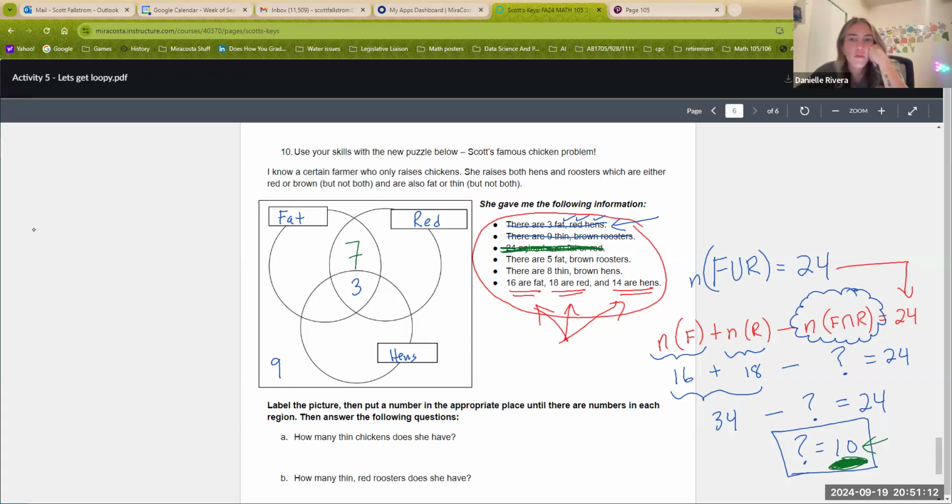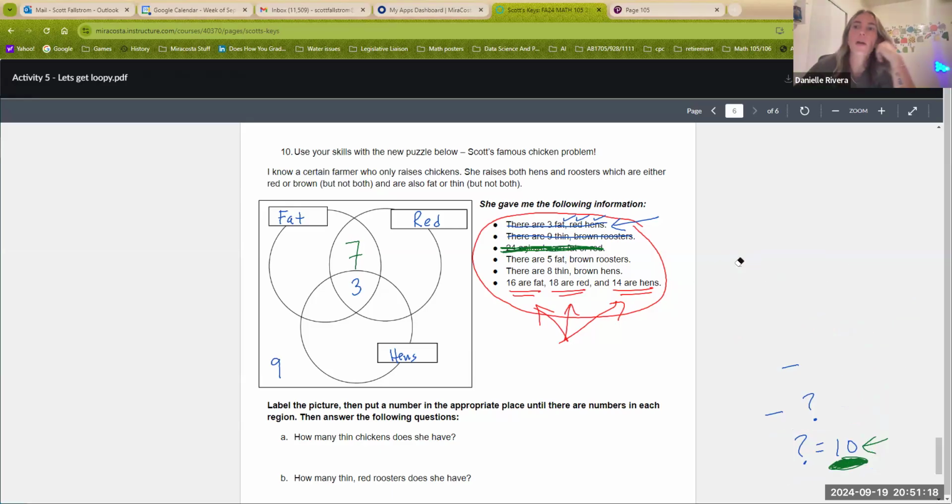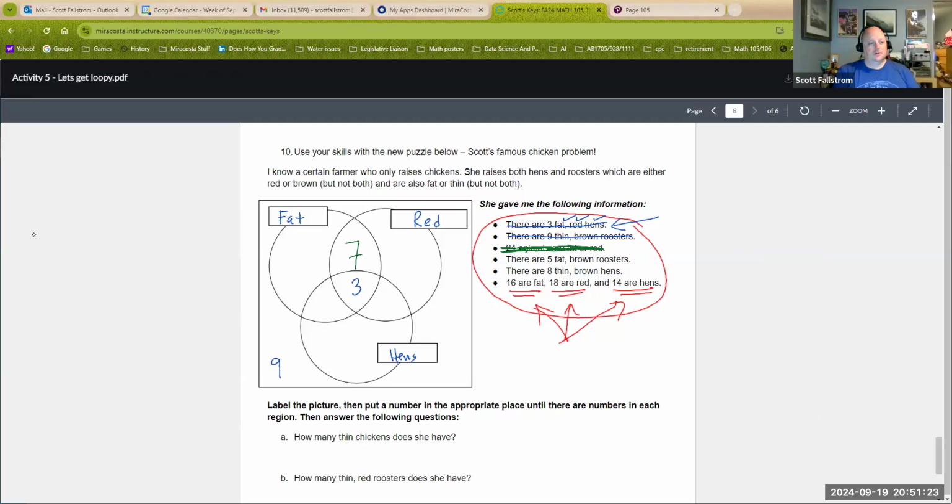There are 5 fat brown roosters. So roosters are also going to be outside of the circle. Outside of which circle? All of them. No? Well, I don't know how I would do that. Well, I guess they could just be in the fat circle. So only the fat circle. Give me a hint. Is it to the left of the 7, the left of the 3? The left of the 7. Okay, and how many do you want to write there? 5.